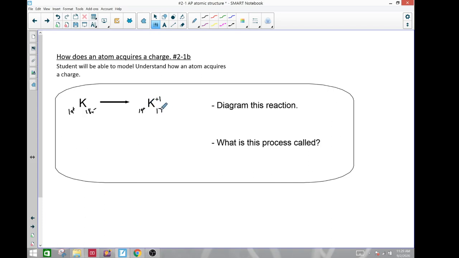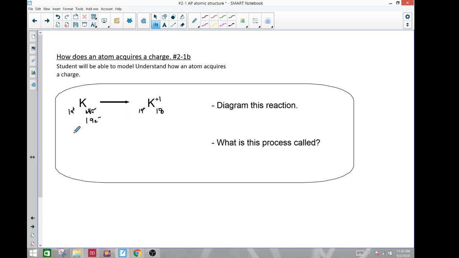Let's back this up here a second. Sorry, 19 and 19. Not sure how I lost one there. 19 protons, 19 electrons. All right, they're the same. And then here it's 18. Thank you very much.